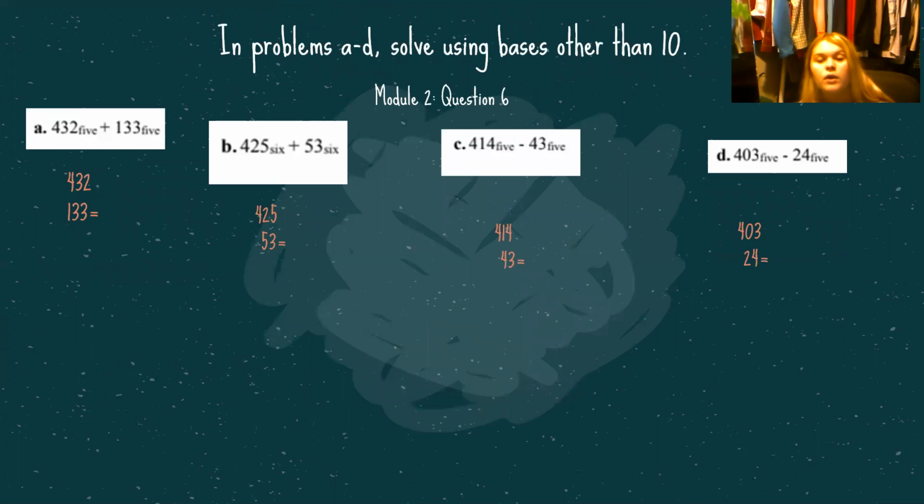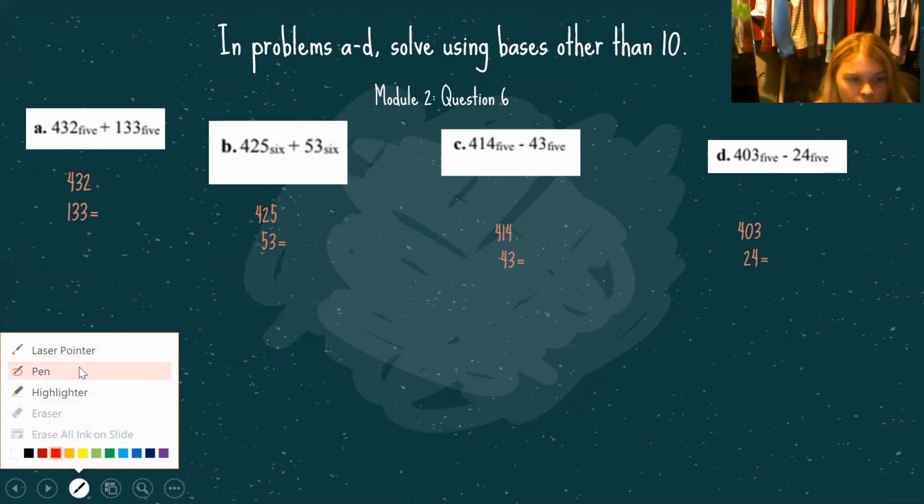Okay, and for our last problem, it says in problems A through D, solve by using bases other than 10. So when we normally do multiplication or division or subtraction, anything like that, we are using base 10. So if we're changing the bases, we are changing it to 5 or 6, as you see in these examples. And it's best to visualize this in a chart, so we're going to go ahead and draw that out. Our first question is asking, what is 432 base 5 plus 133 base 5?